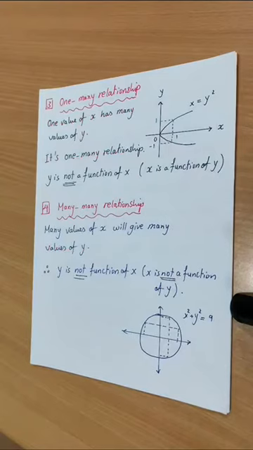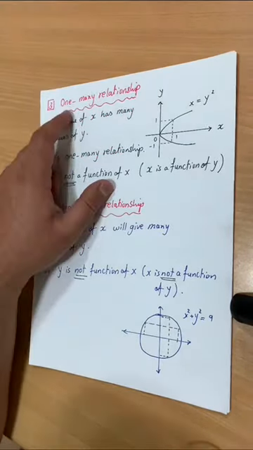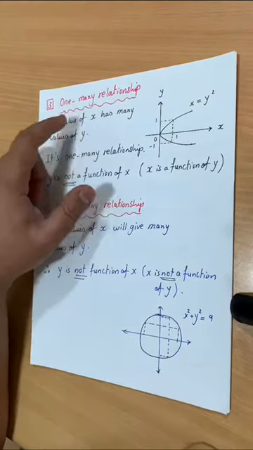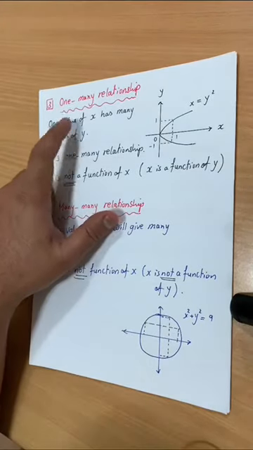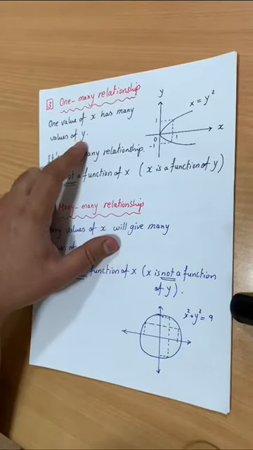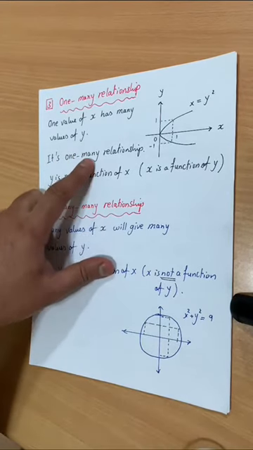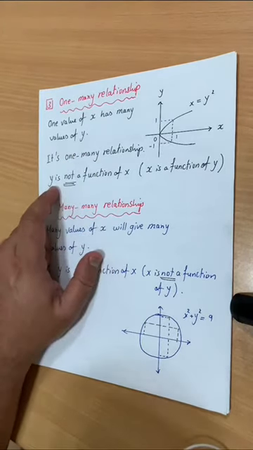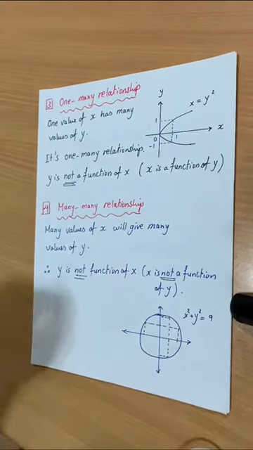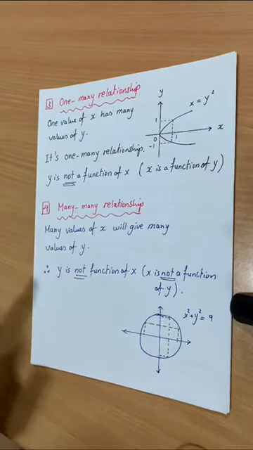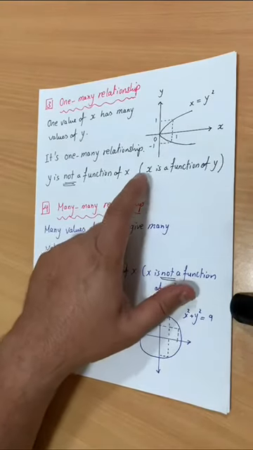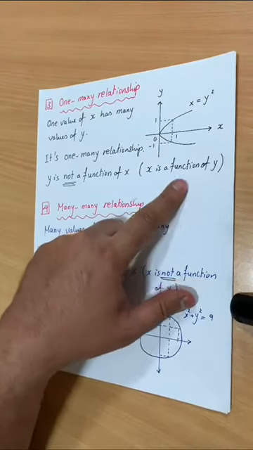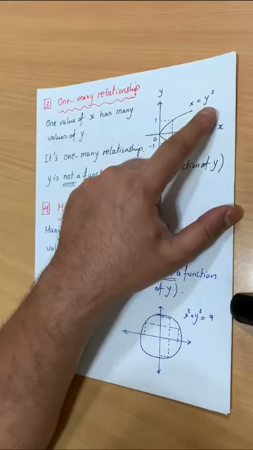The other two types, because I told you we have four types. The third type is one to many relationship. This is the opposite of many to one. What you have to say here is, one value of x has many values of y. So we call that one to many relationship, and we couldn't say that y is a function of x. Y is not a function of x, but the real idea is to say that x is a function of y, because x is the subject and y is the variable.